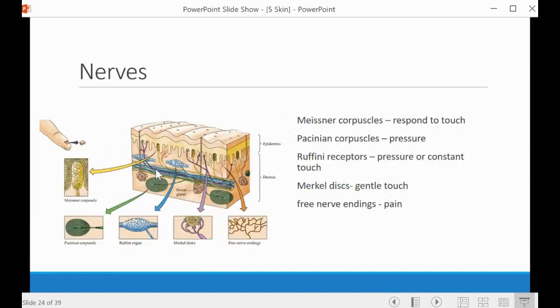So these are some of the nerves that we want to talk about. We have the Meissner's corpuscle. You can see them that they're right up in that papillary area of the dermis. They respond to touch, fine touch. We have the Pacinian corpuscles, which are deeper. They respond to deep pressure. Ruffini receptors or organs, okay? They're for pressure or constant touch. Merkel discs, right up here, are going to be for gentle touch. And then we also have free nerve endings. Free nerve endings sense pain.